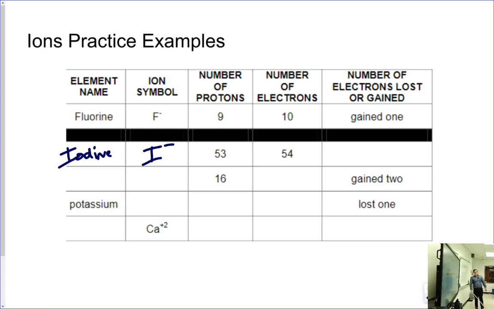If we gained 1, why is it negative? Because if they were equal, they'd be neutral. But in this one, we've gained an electron. If we had 53 protons, 53 electrons, it'd be neutral. But we have 54 electrons, which means we've gained 1 electron. We've gained a bad mood. We're now negative. So how is it negative?